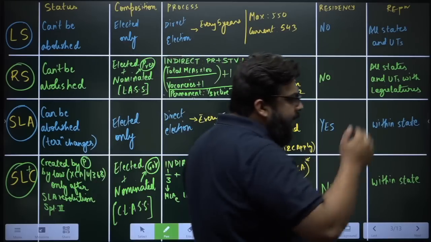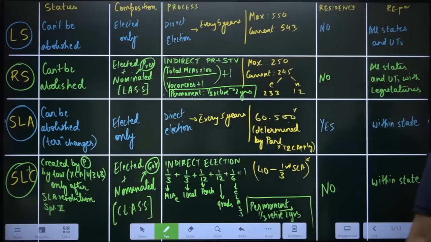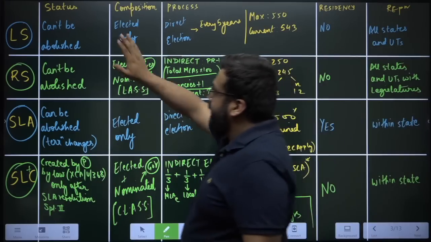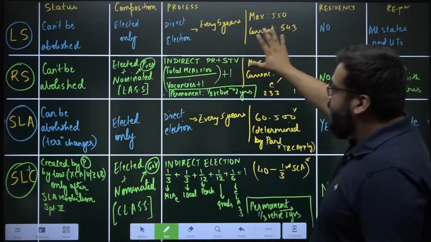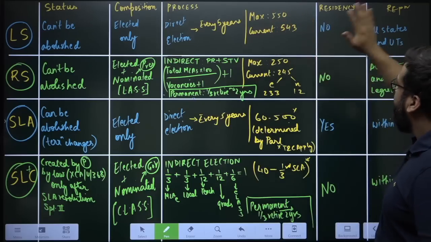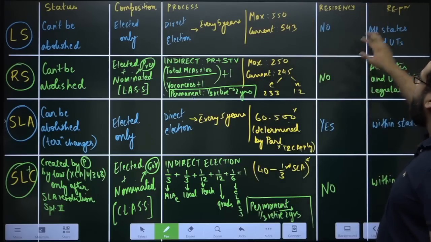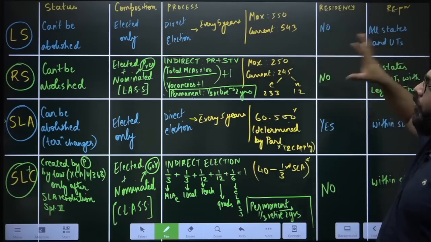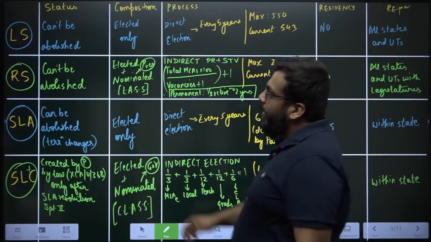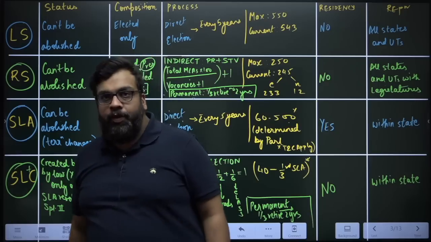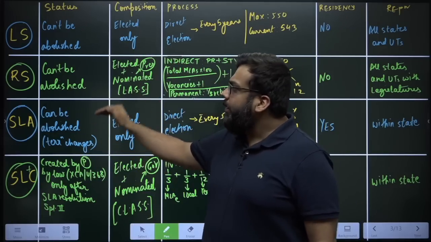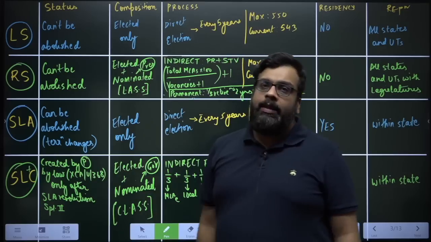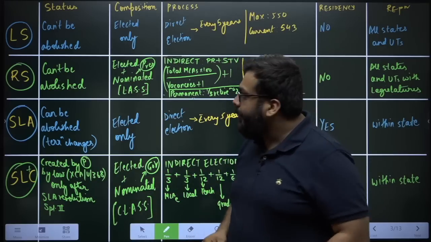Now, let's look at certain criteria. We're going to understand a status, the composition, the process of election with some information on the strength. We will look at residency requirements and of course we'll understand who is actually represented. Let's start with the Lok Sabha. So we'll do it comparatively. We'll do the Lok Sabha and the assembly together. Then we'll do the Rajya Sabha and the councils together because they're similar.